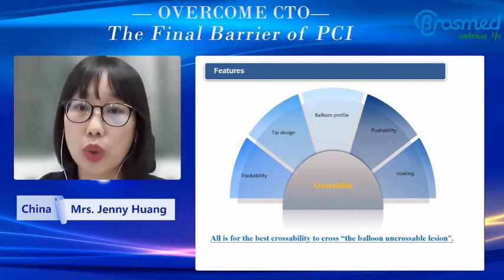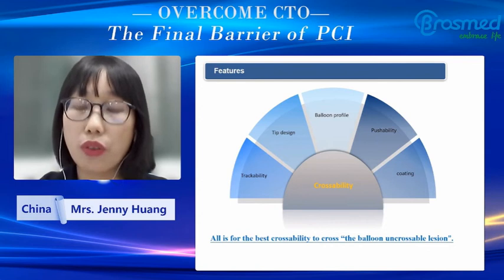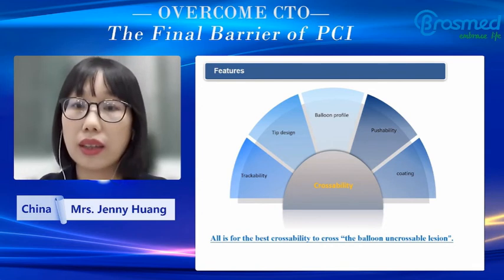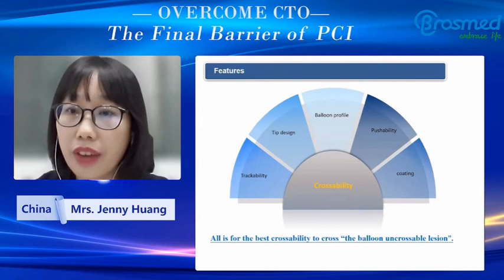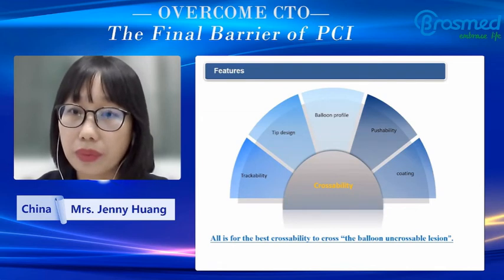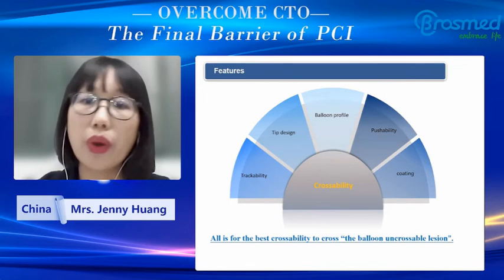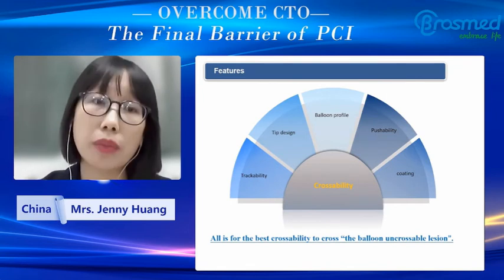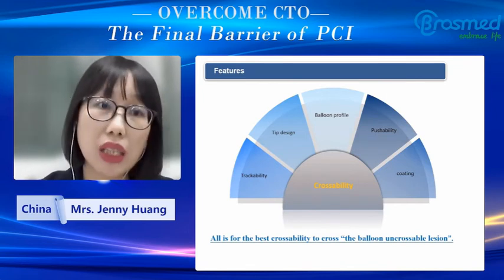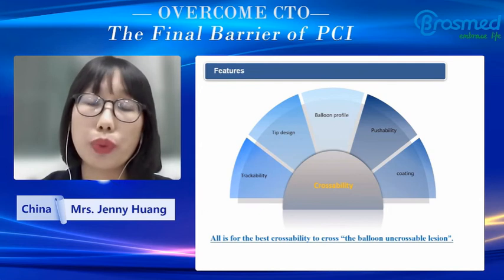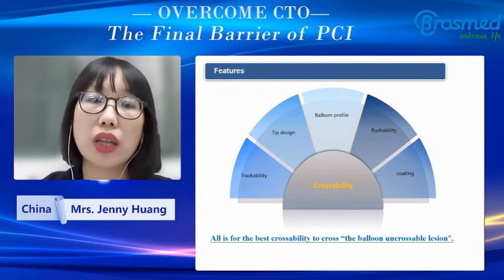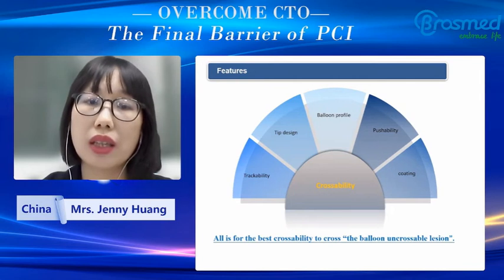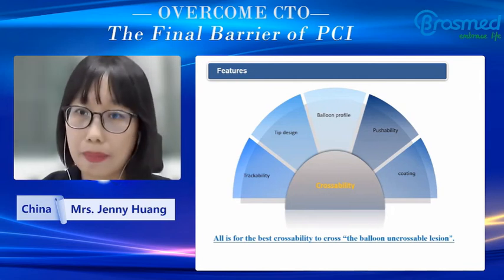Grossman devotes to CTO balloon technology for over 10 years. We consider that these five factors will contribute to and form the crossability: trackability, tip design, balloon profile, pushability, and coating. All is for the best possibility to cross the balloon uncrossable lesion.